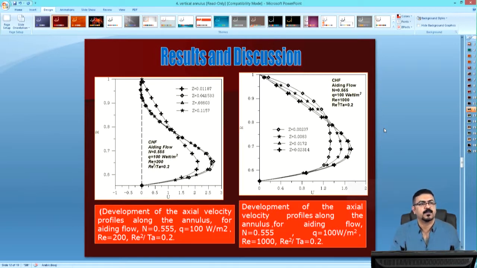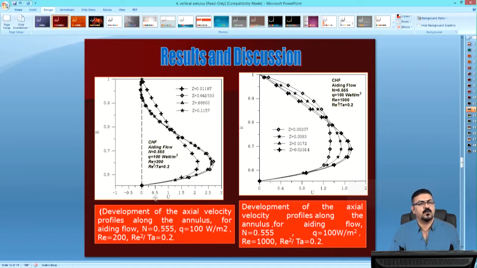Results and discussion. This figure shows development of the axial velocity profiles along the annulus for aiding flow with radius ratio 0.555, heat flux 100 watt per meter square, Reynolds number 200, and the value of Reynolds square over Taylor number equal to 0.2. As shown in this figure, the velocity profile is maximum near the inner cylinder. Near the outer cylinder, some particles of fluid may move down towards the entrance.